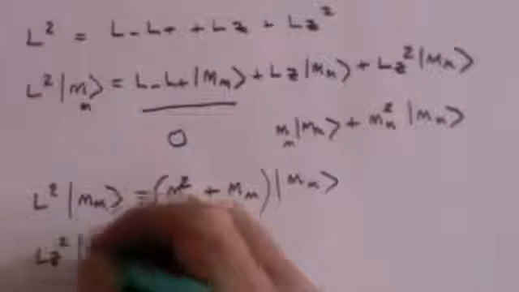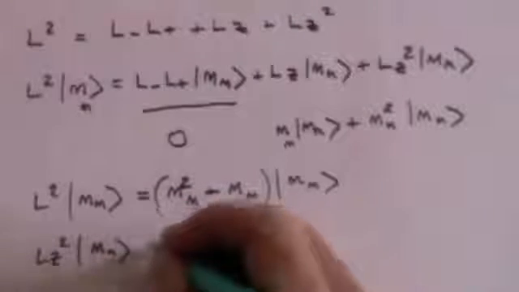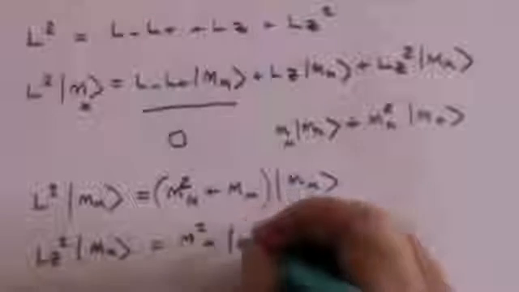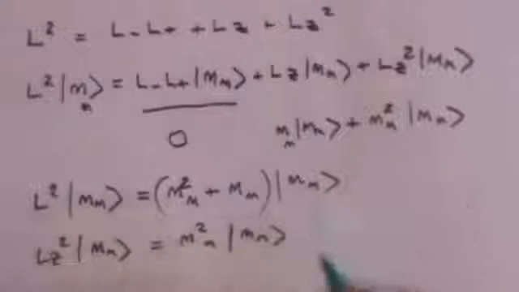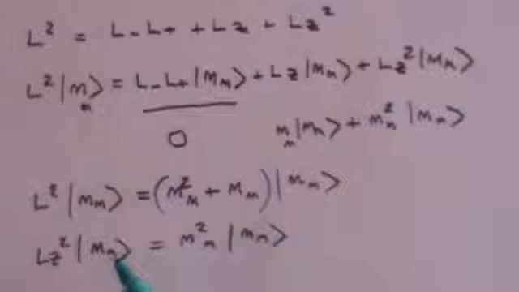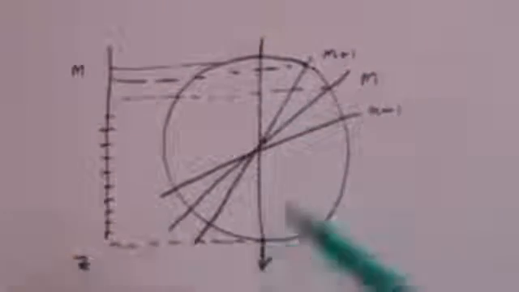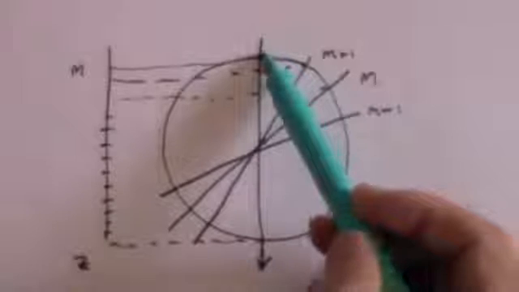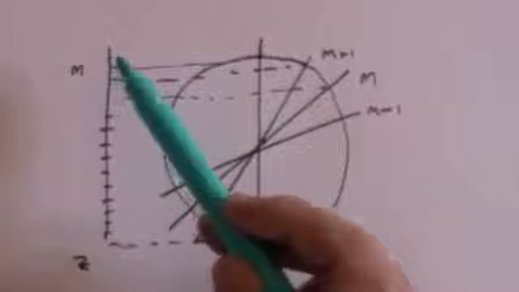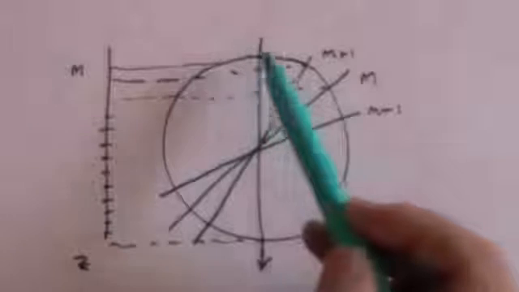Lz squared acting on m would simply give you m squared acting on m. Right? So if you have the maximum value of angular momentum, which means the angular momentum is aligned with the z-axis, let's go all the way back up here to the diagram I drew. When the angular momentum is aligned with the z-axis, you get the maximum value of angular momentum along the z-axis, because that's the only thing we can measure against.